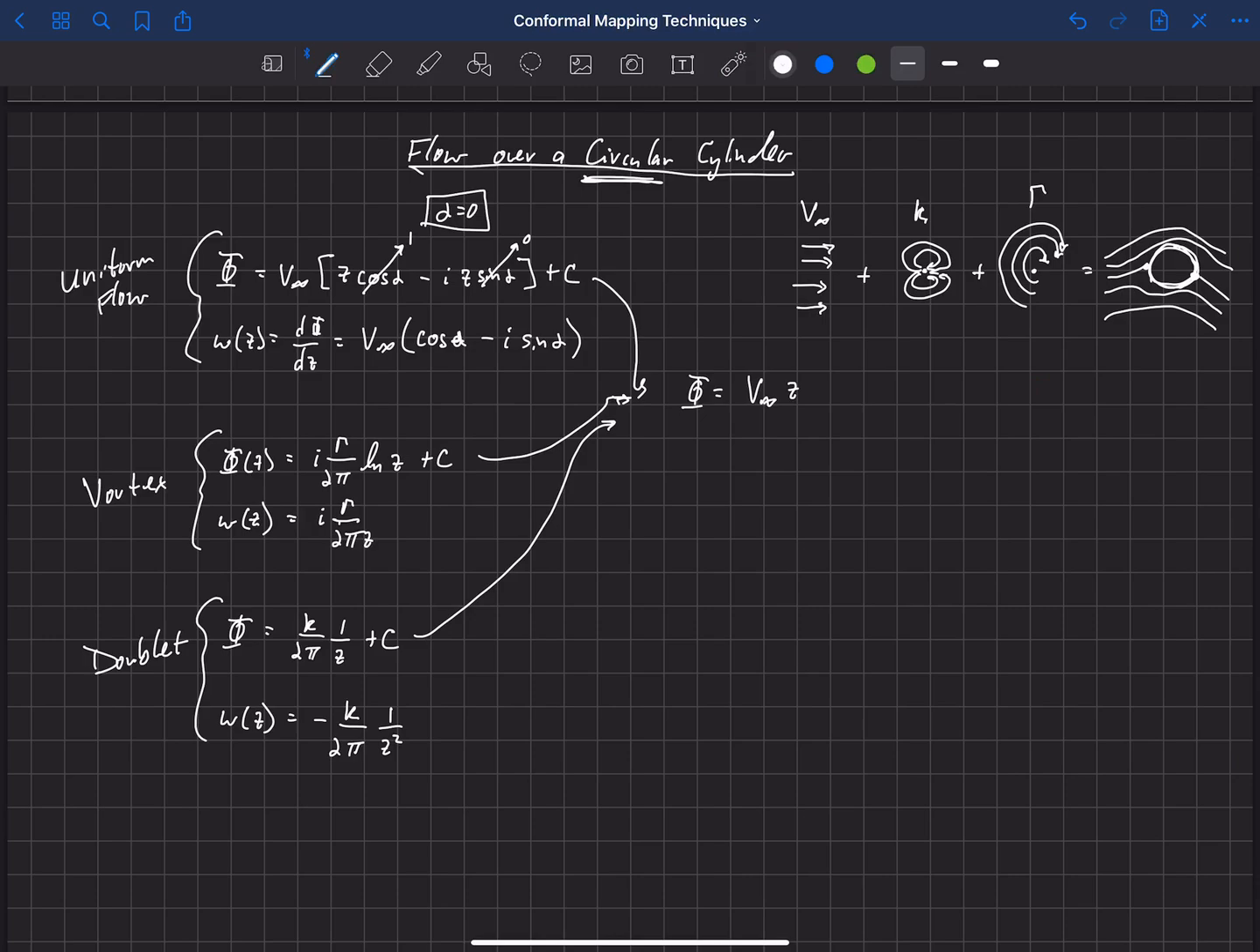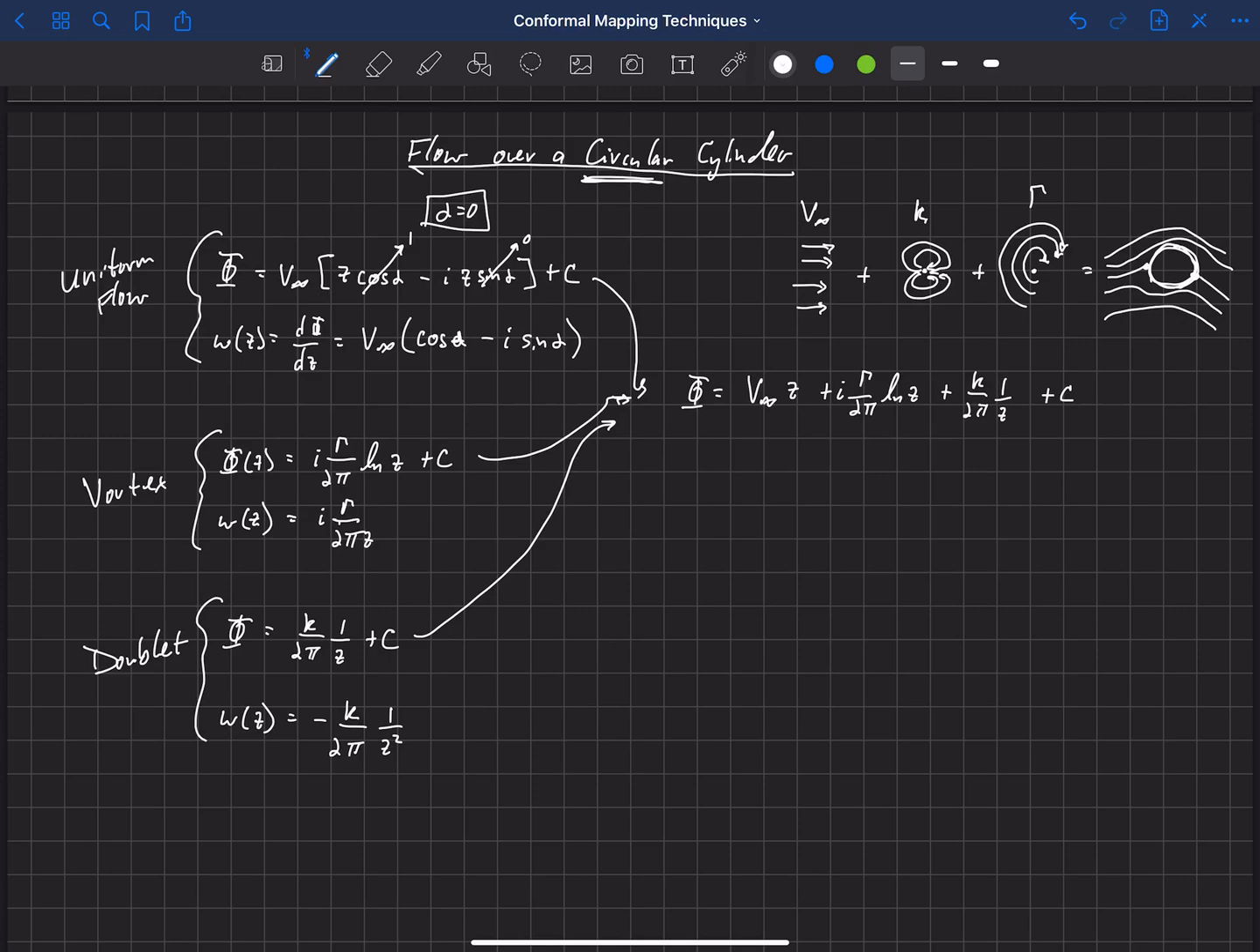So the next term here is plus i times gamma over 2 pi natural log of Z. So that's from our vortex. And then we can add the term from our doublet, which is kappa over 2 pi times 1 over Z, and then plus our complex constant out there.